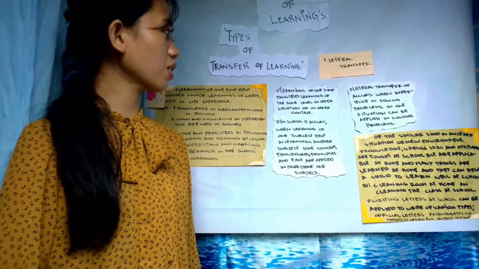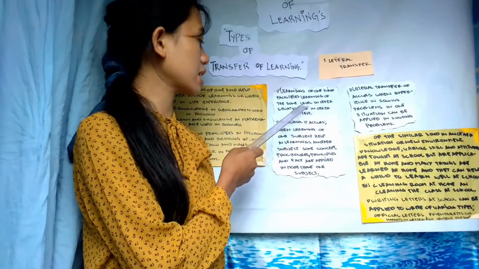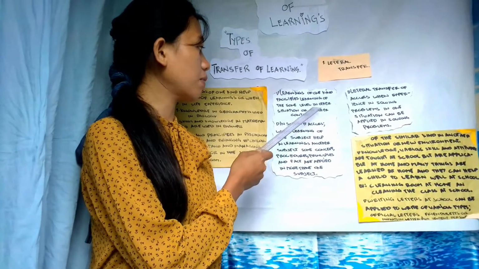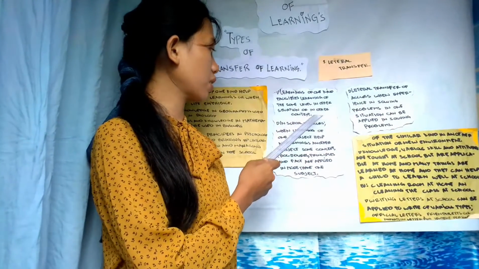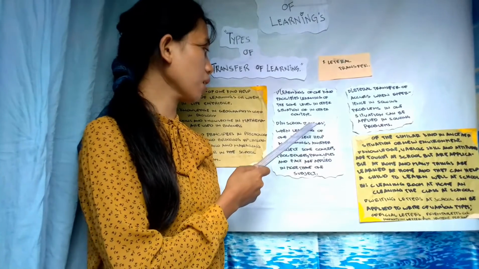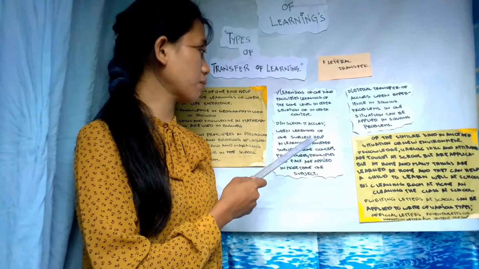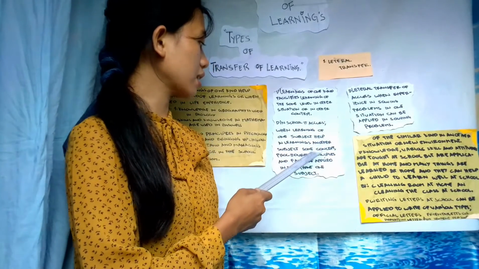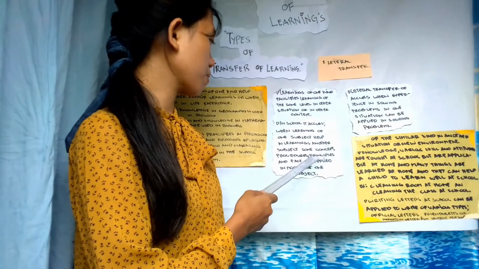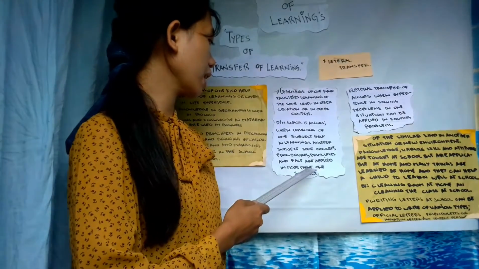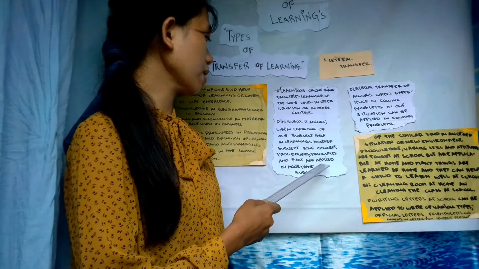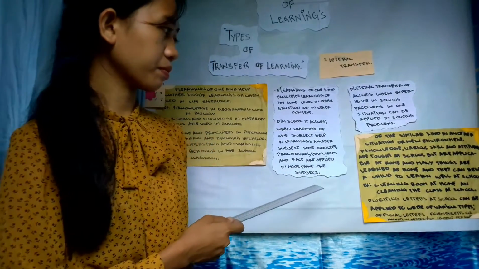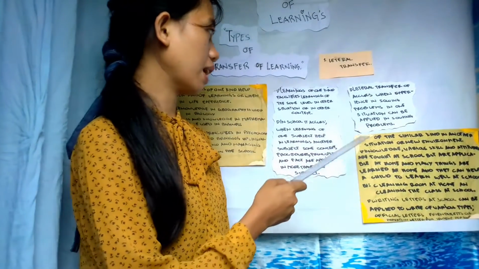So, what is the first type of positive transfers of learning? The first is the lateral. So what is lateral? Lateral is when learning of one kind facilitates learning at the same level in another situation or in another context. In school, it occurs when learning of one subject helps in learning another subject. Some concepts, procedures, principles, and facts are applied in more than one subject.